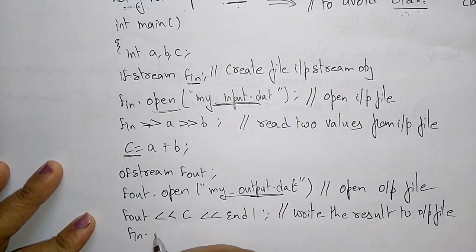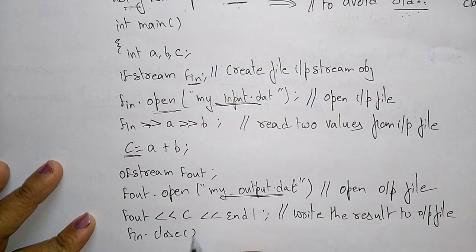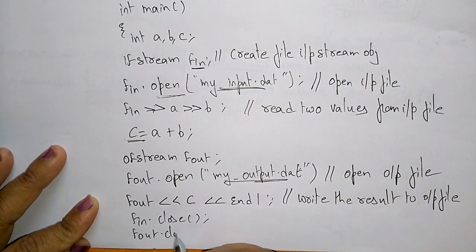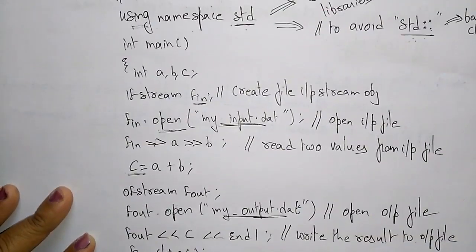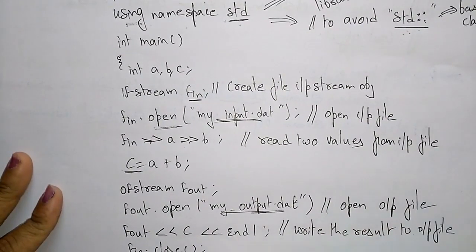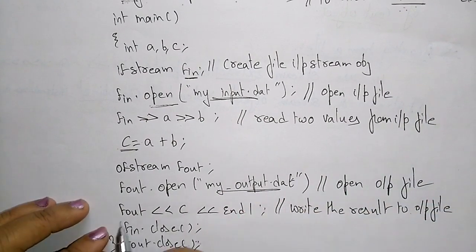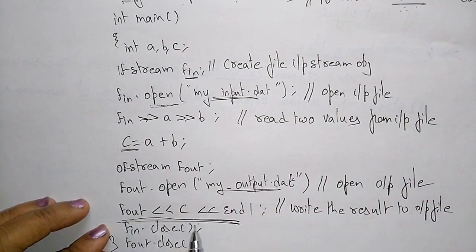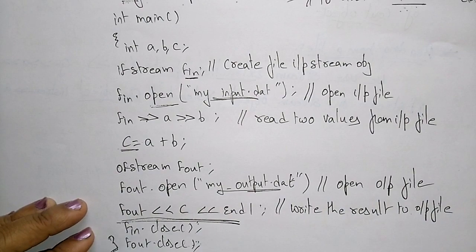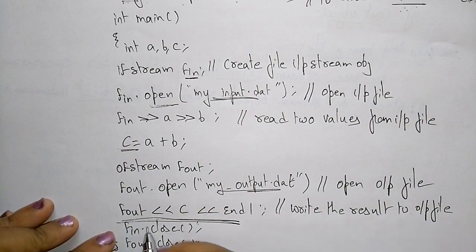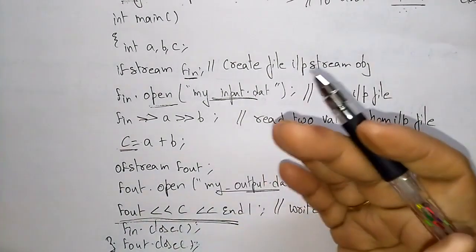Close both: fin.close, fout.close. Close the program. So this closes the input file and this closes the output file. Before the program termination, you just close the files, whatever you opened.